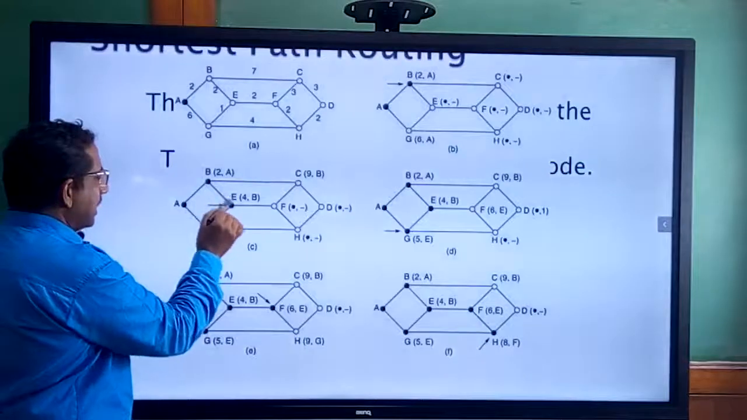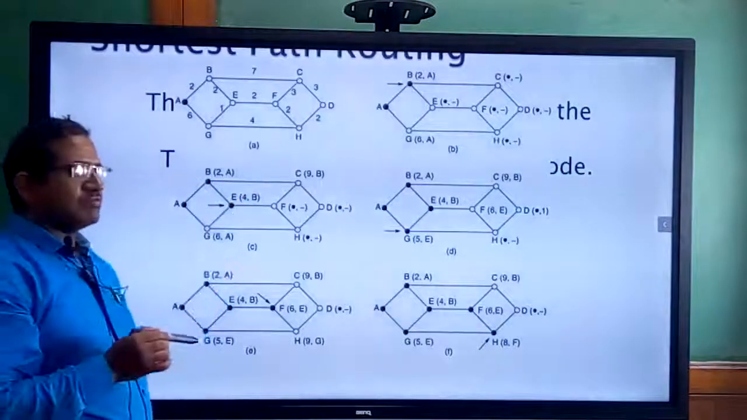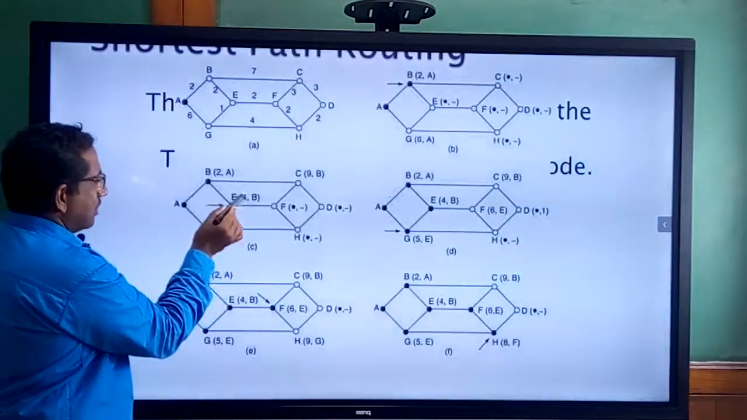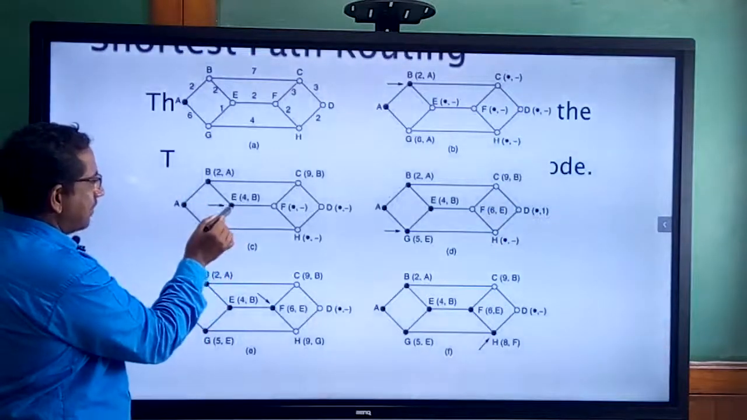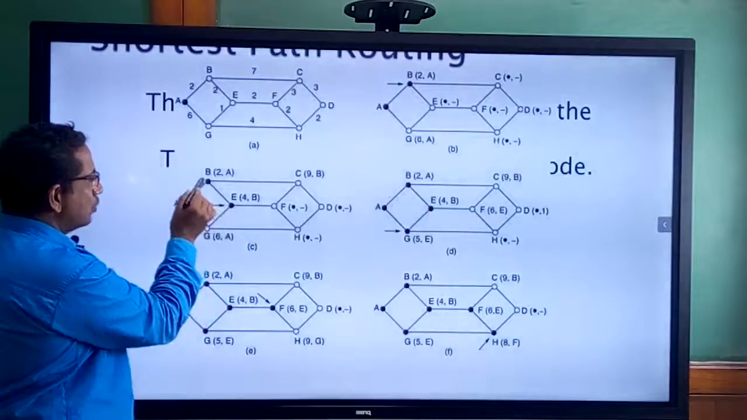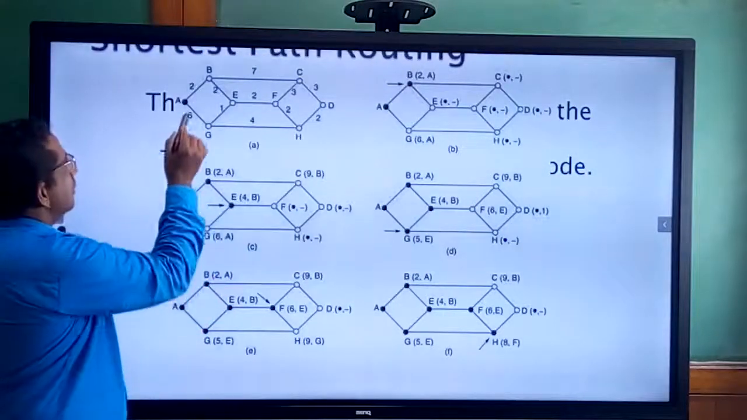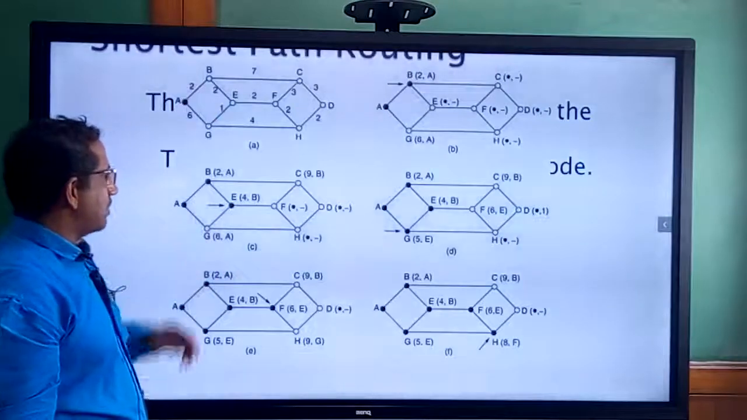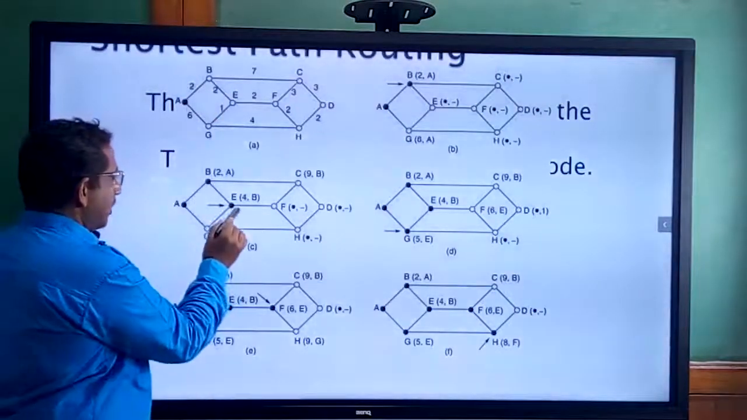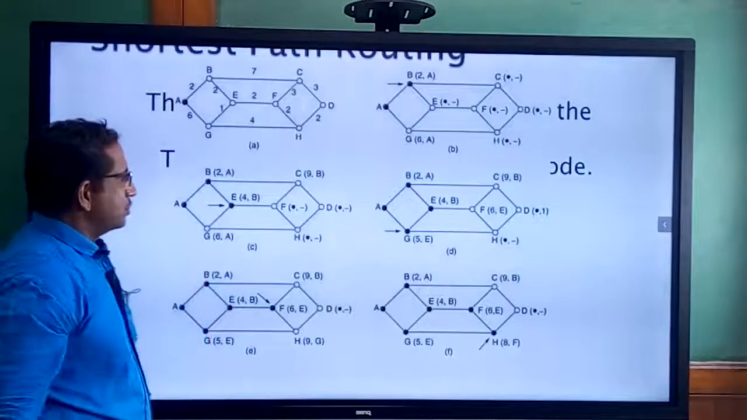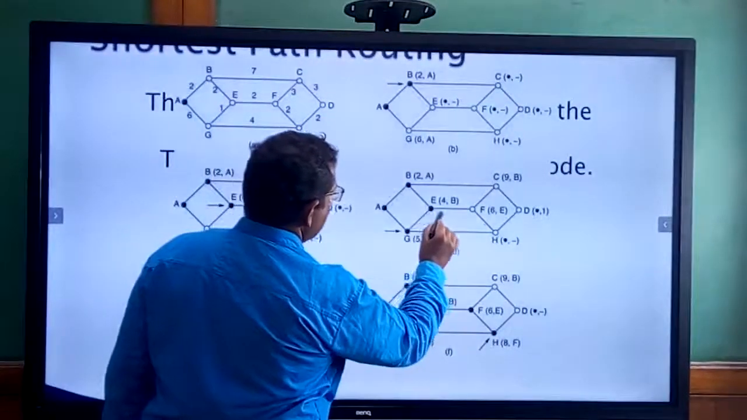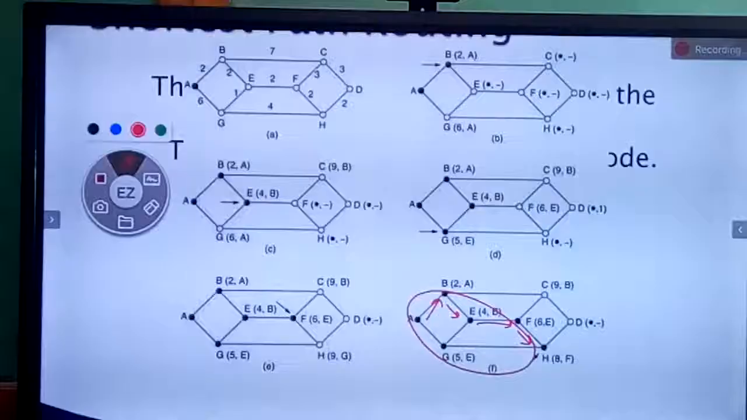So at E, what is the routing table entry it is going to write? For E it is going to write 4 as the distance traveled, and the parent node or source node for E is going to be node B. So it is going to cover 2 plus 2, that is 4 comma B. So E of 4 comma B. From E, how many routes do we have? 1 and 2.